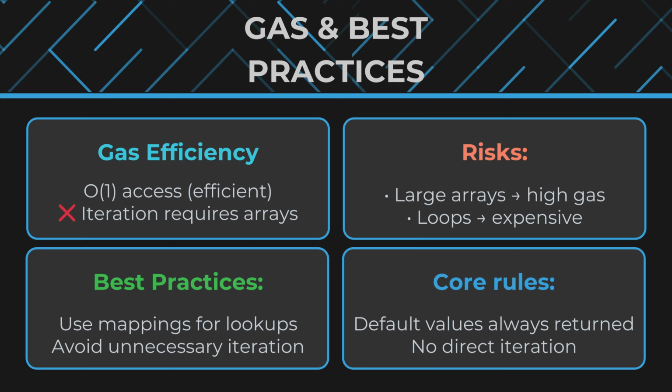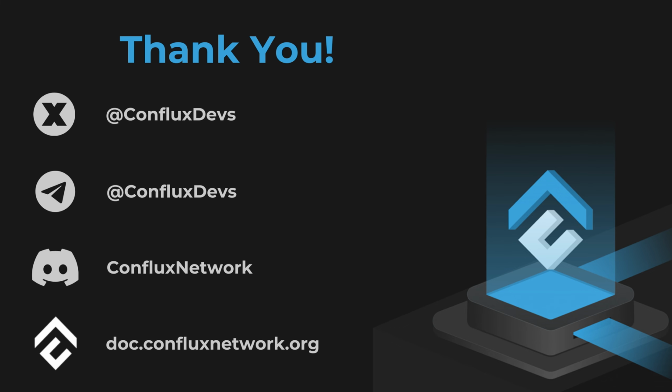Mappings are a core Solidity tool for storing and retrieving data by key. They are ideal for balances, permissions, ownership records, and many other contract patterns. The two most important rules to remember are: mappings return default values for missing keys. Mappings cannot be iterated directly. Once you understand these rules, mappings become one of the most reliable and practical structures in smart contract development.